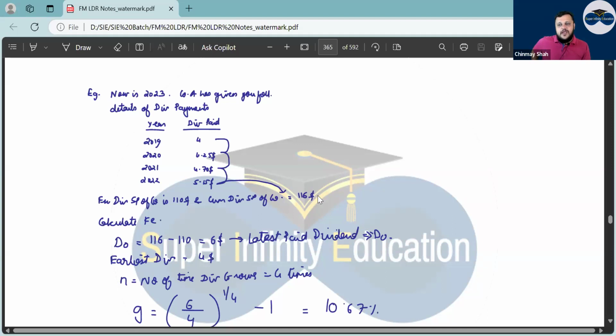For calculating the growth rate, do you take the earliest or latest dividend as D0? What will you take as D0? 5.15 or 6? 6. Always remember, it is not given in the table, but you have to take care that this is to be done. This is a googly question that comes up in exams. It has come up a lot of times.